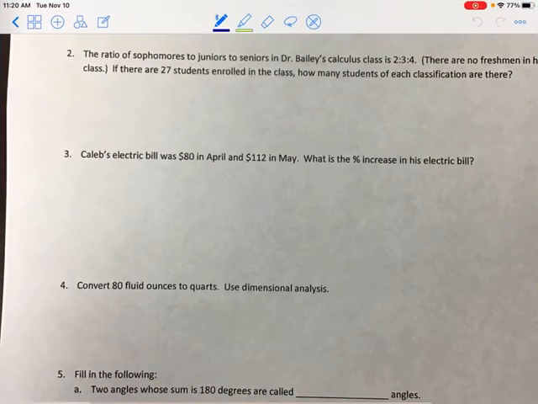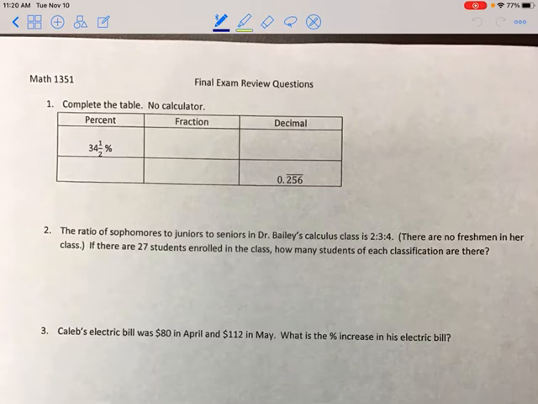Okay, in this video we are going to look at the solutions for numbers 1 through 3 in the final exam review. Number 1, we are converting percents to fractions and decimals. So if we take a look at the first one, we have 34.5%. So if I'm going to convert it to a fraction, the first thing I'm going to do is write it as an improper. So I'll go 2 times 34 is 68 plus 1 is 69. So I'm going to write that as 69 over 2%.